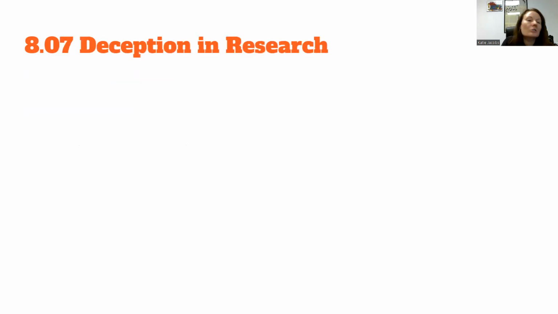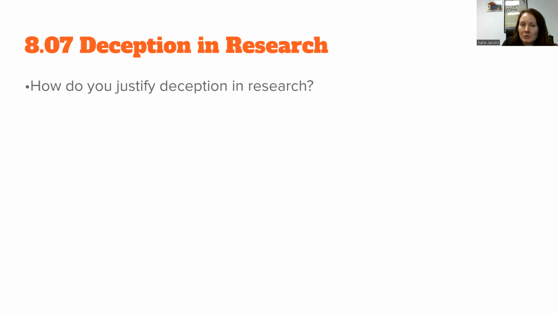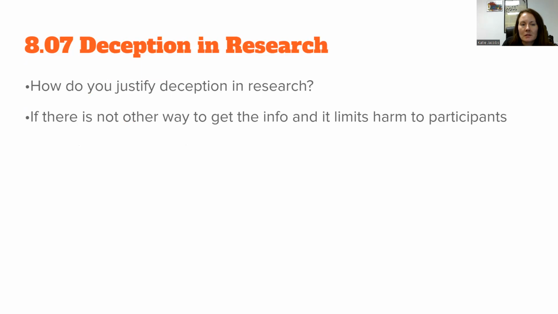and you can't do that. It's considered unethical. Deception in research. We learned about the Milgram experiment that had deception. So something that I want you to think about is, how do you justify deception in research? If there's not another way to get the information and it limits harm to participants, then it's probably okay.